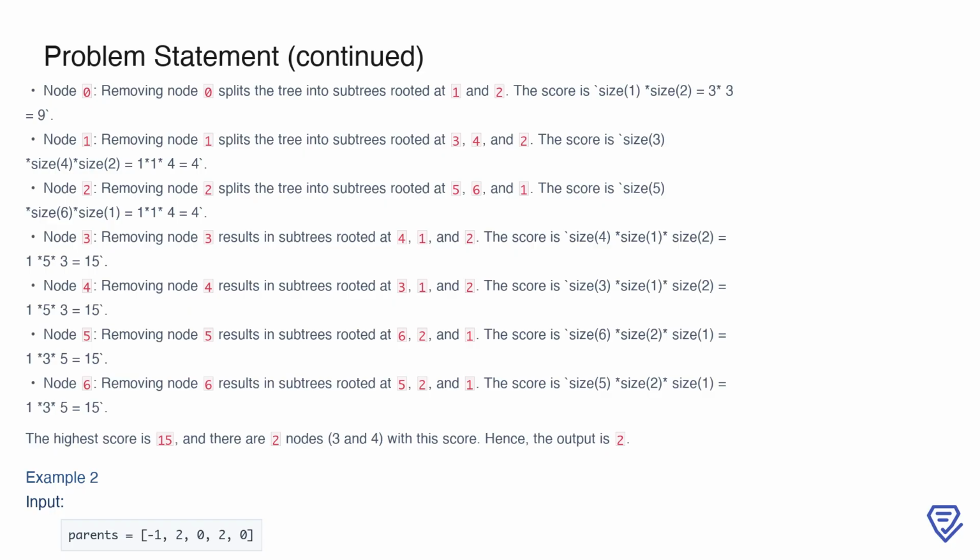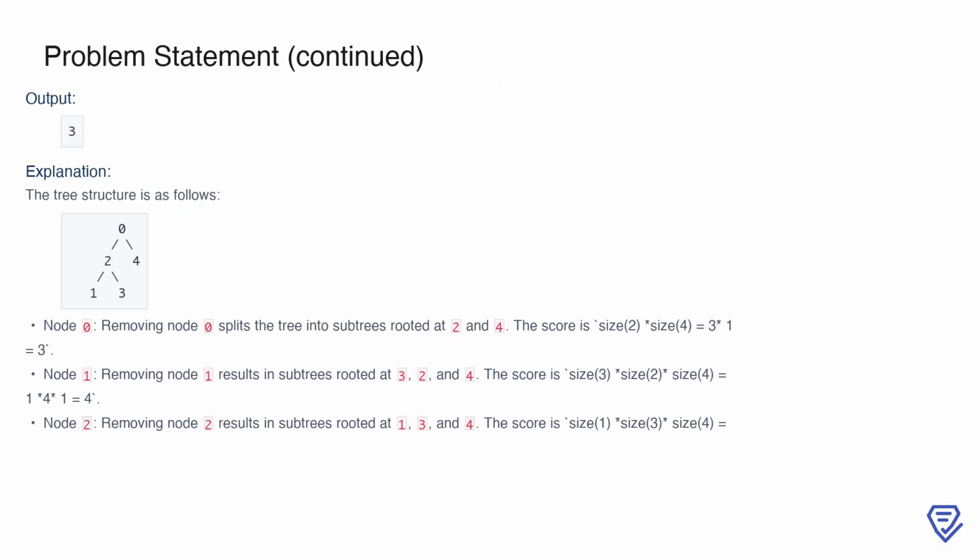For node 3, removing it results in subtrees rooted at 4, the part of the tree containing 1, and the part of the tree containing 2. The sizes are 1, 5, and 3, giving a score of 1*5*3 equals 15. The same calculation applies to nodes 4, 5, and 6, each of which also has a score of 15. The highest score is 15, and there are 2 nodes, 3 and 4, that achieve this score. Therefore, the output is 2.